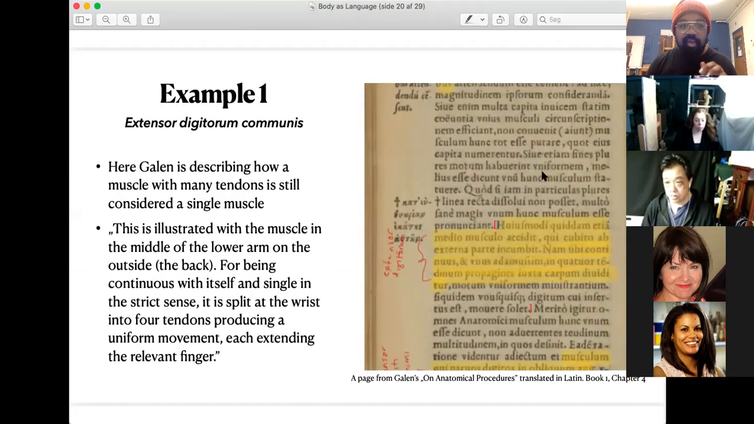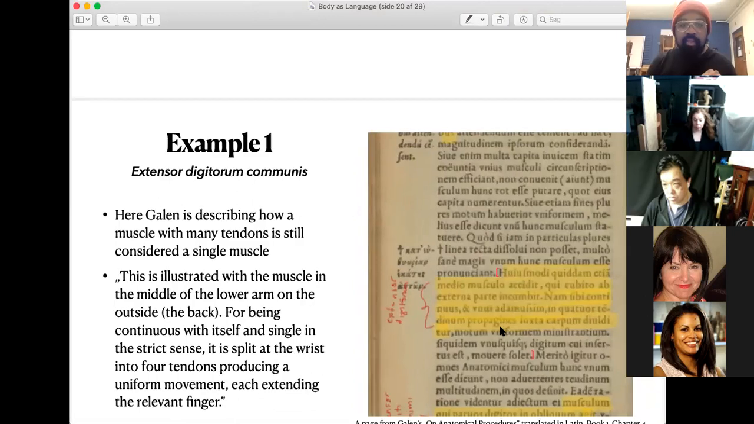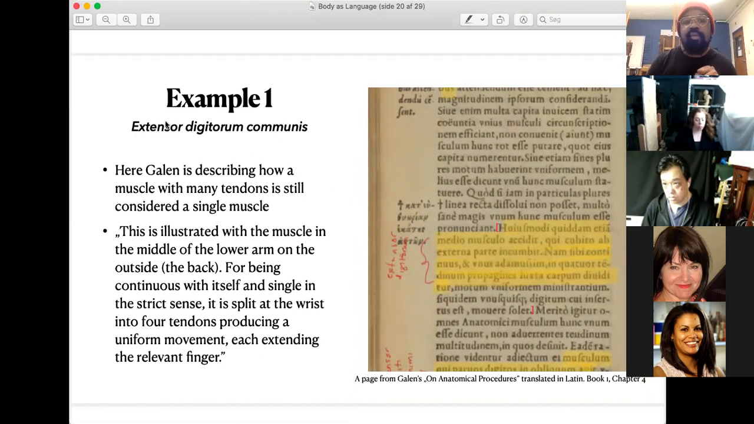One example here is all of that highlight, well, from this red bracket to that red bracket is how Galen describes the extensor digitorum communis of the hand. That's a lot of words, but again, he's describing the location of it. He calls it the muscle in the middle of the lower arm on the outside, for being continuous with itself and single in a strict sense. It is split at the wrist into 4 tendons, producing a uniform movement, each extending the relevant finger.